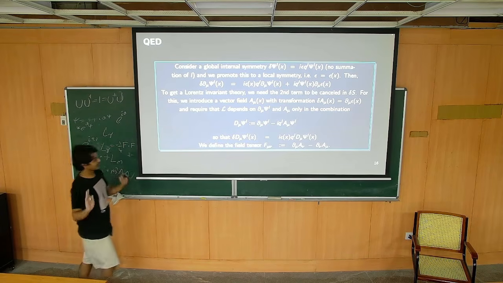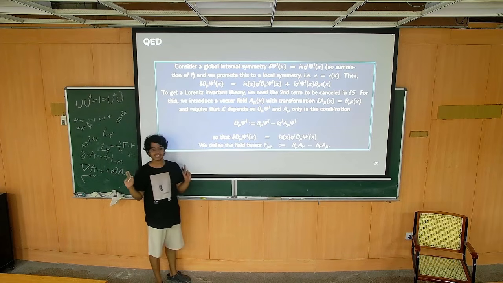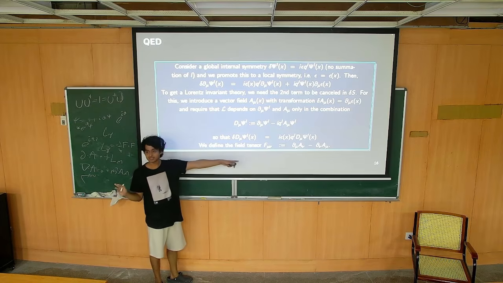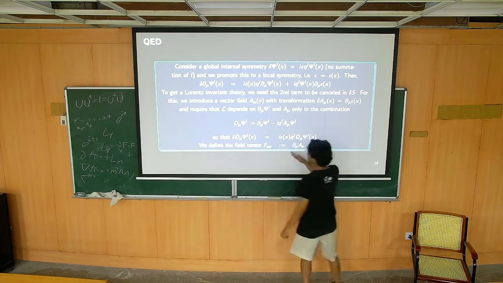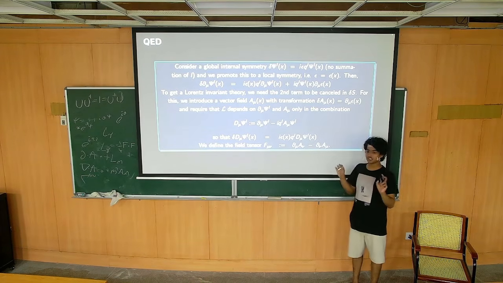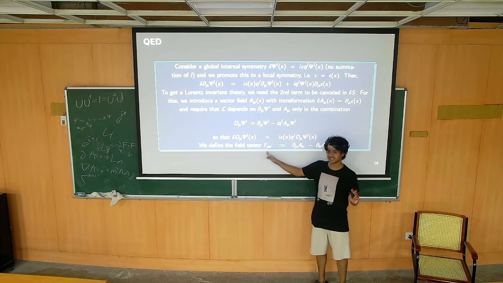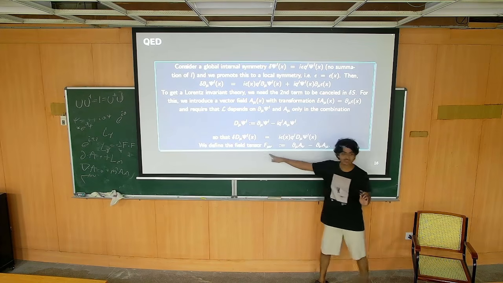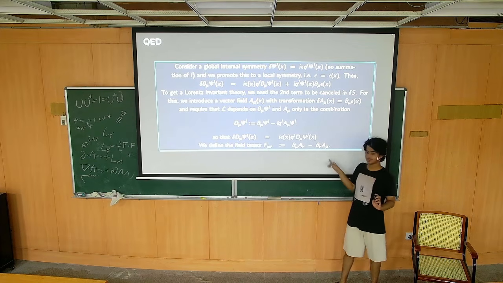And I also defined something called the field tensor. If you have seen classical electrodynamics, you might know about this term. This is called the field tensor, because the actual equations you can write in terms of these tensors. So this is the definition of the field tensor. It's an anti-symmetric tensor.